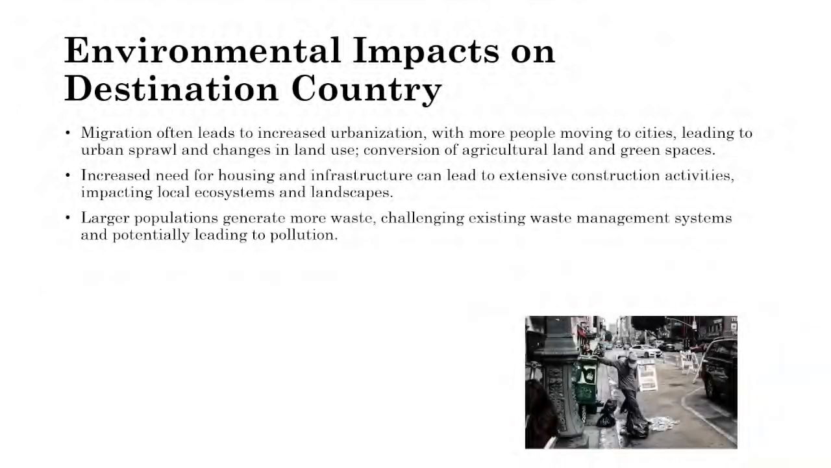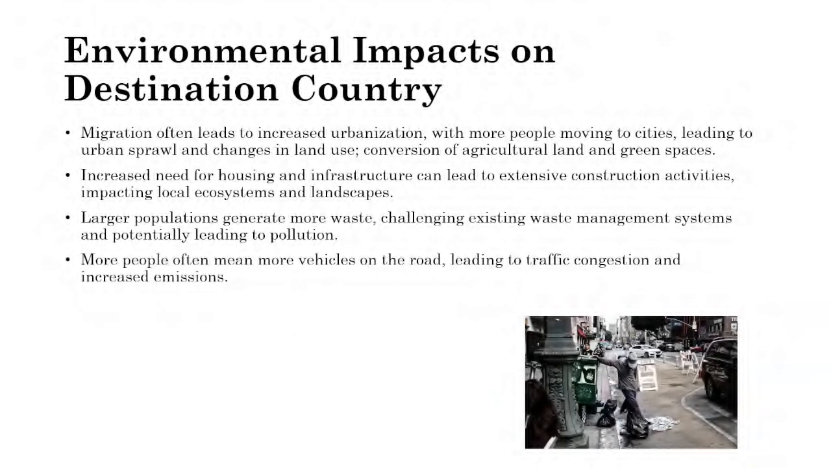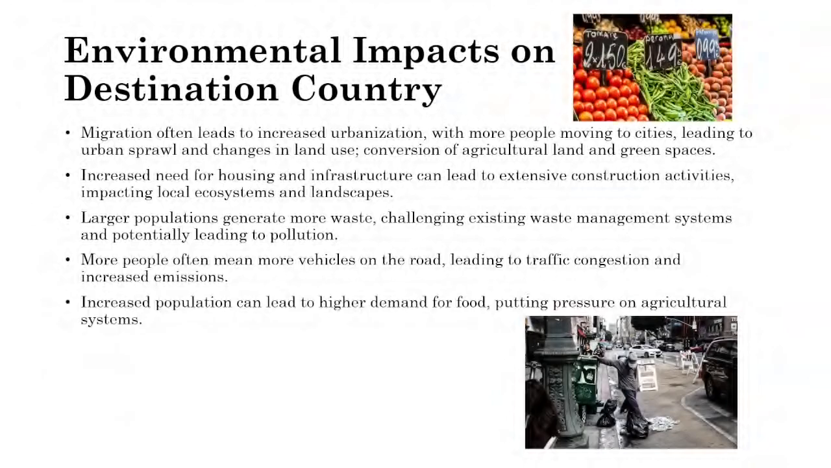We can see waste because you have more people now and more trash to deal with, and that can challenge waste management systems and possibly lead to pollution. More people means more vehicles on the road, which can lead to traffic congestion and emissions. There can be greater demands for food and put pressure on agriculture systems. It can lead to the overuse of pesticides or fertilizers when creating these crops, or it can just lead to food shortages if you can't get enough food for the big population.